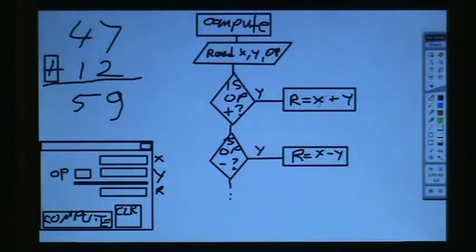What happens after we perform the math? Well, clearly we're going to have to output the result. I'm going to display r where? Right here in this text box right here, right? And then we're going to stop. We will be done with our code.